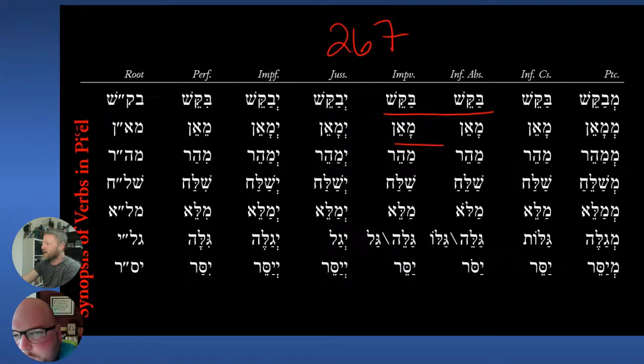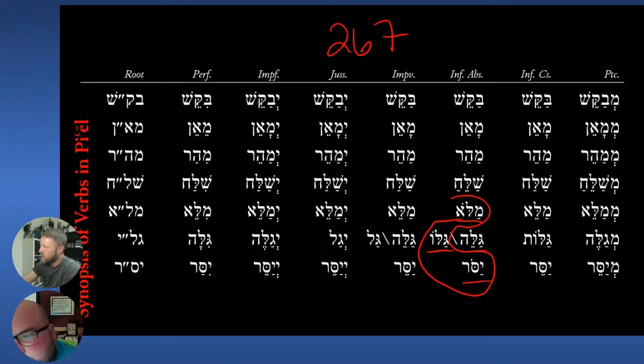Bakesh, bakesh, ma'en, ma'en, maher, maher, shalach, shaleach. The infinitive absolute will have the full vowel before the guttural. But sometimes it does something weird and it takes an O instead of an A that we would expect. So malo is like male, and galo or gale. It's either one. And yasor. So in all of these cases, it takes O.